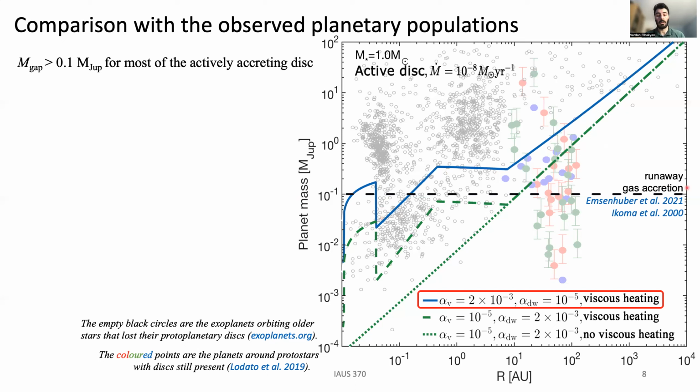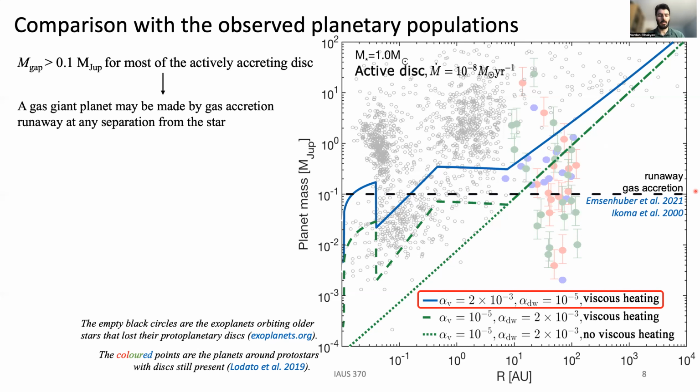This value is the approximate value for the runaway gas accretion, above which the protoplanetary core will accrete gas onto itself in a runaway manner and will become a giant planet. So what does it mean? It means that gas giant planets will be made by runaway gas accretion at any separation from the star.